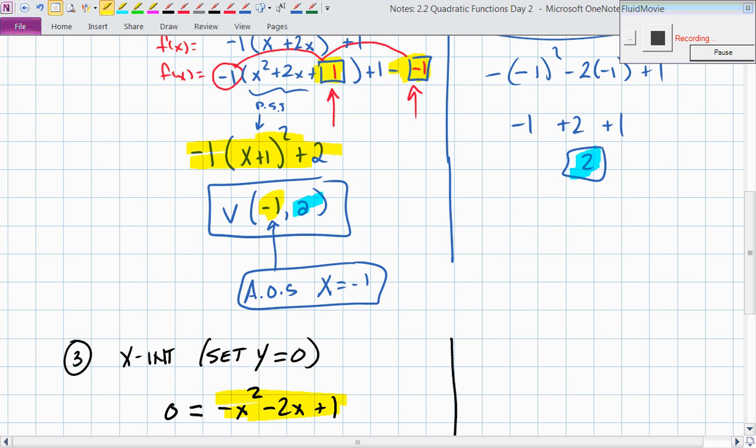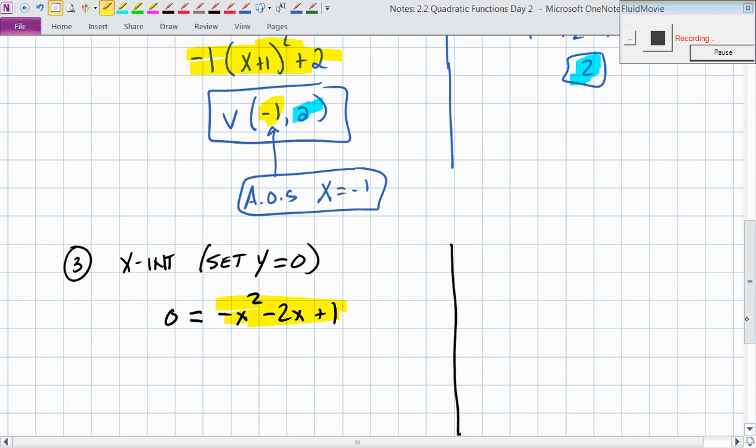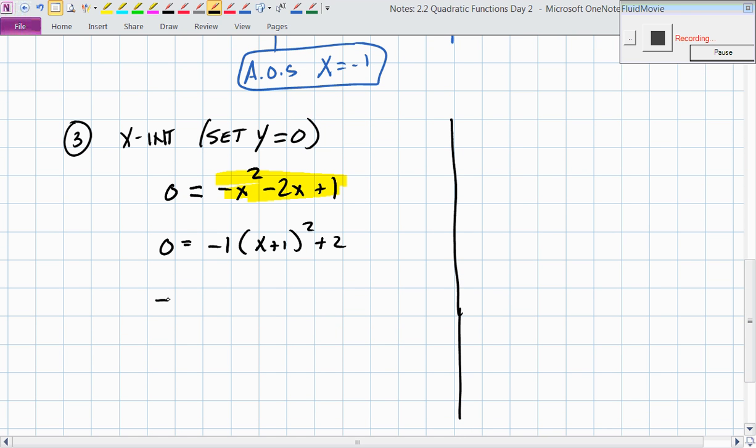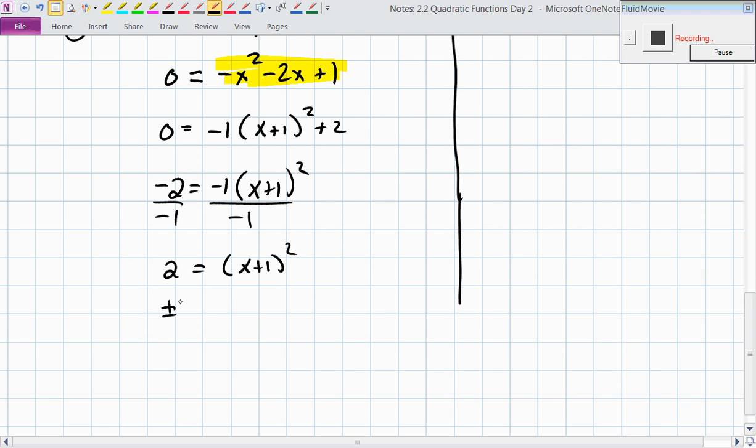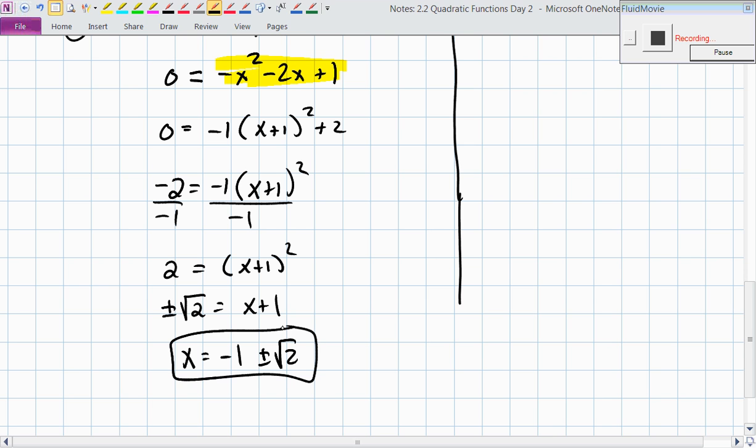But check out that top one there. That top one's a lot easier to solve, I think. So I'm going to go ahead and replace this and say 0 equals negative 1 times x plus 1 squared plus 2. They are the same thing. This is easier to solve for because then I'd say, okay, well, negative 2 equals negative 1 times x plus 1 squared. Divide by negative 1. So I get 2 is equal to x plus 1 squared. I'll take the square root. Plus or minus the square root of 2 is equal to x plus 1. Hey, x is equal to negative 1 plus or minus the square root of 2. Look how easy that was.